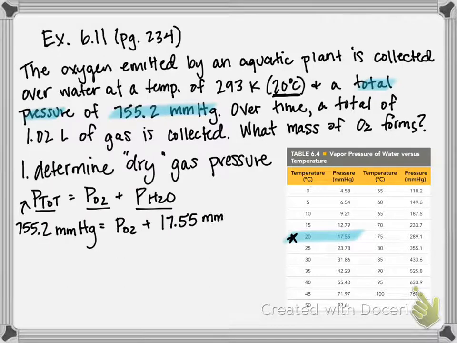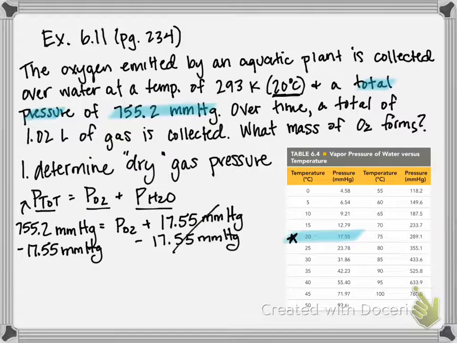17.55 millimeters of mercury. So if I subtract out my water vapor pressure from both sides, I'm going to be left with just the pressure of my dry oxygen. So pressure of oxygen, in this case without any extra added partial pressures, is 737.65 millimeters of mercury.